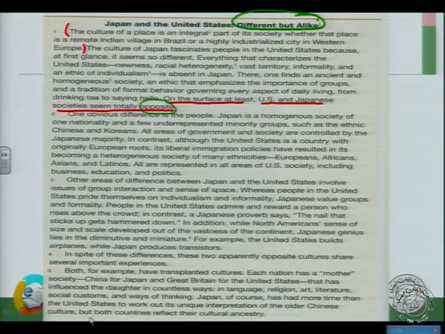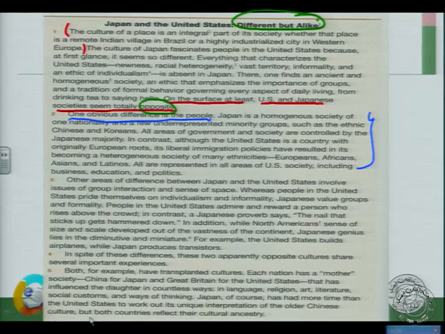Here, number 2. One obvious difference is the people. One obvious difference is the people. This is the topic sentence of the first body paragraph. And the rest is only examples. Examples of the topic sentence: one obvious difference is the people.